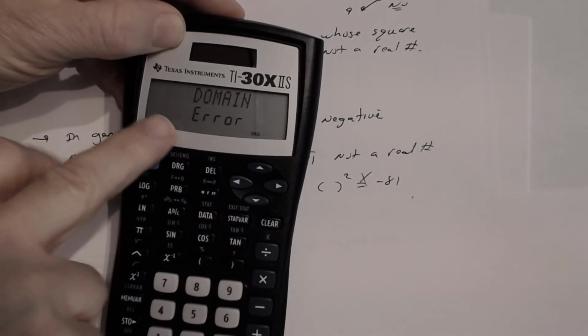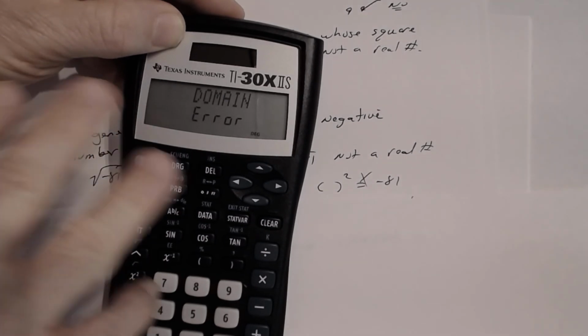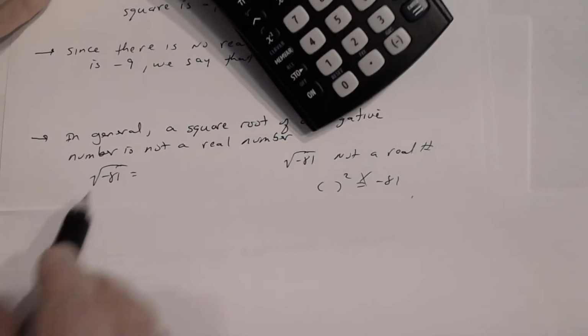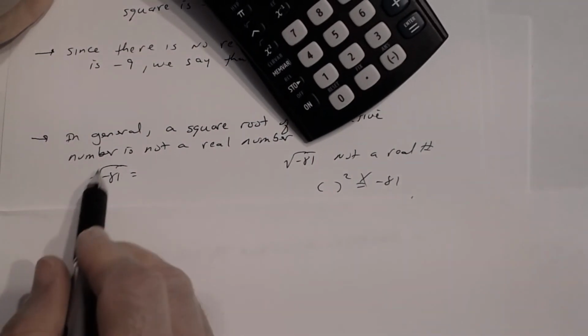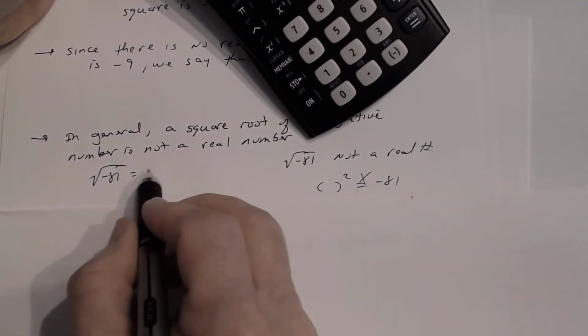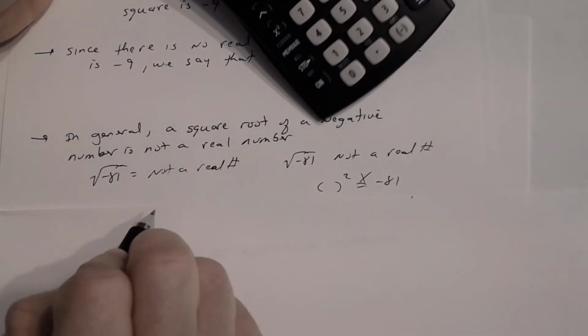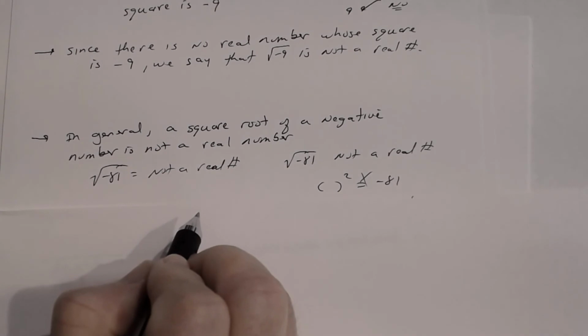Some calculators may show domain error, some may show just the word error or something else. But that means that you can't take the square root of a negative number. So this is not a real number. Okay? So that's what you would say. All right? So let's look at this example.